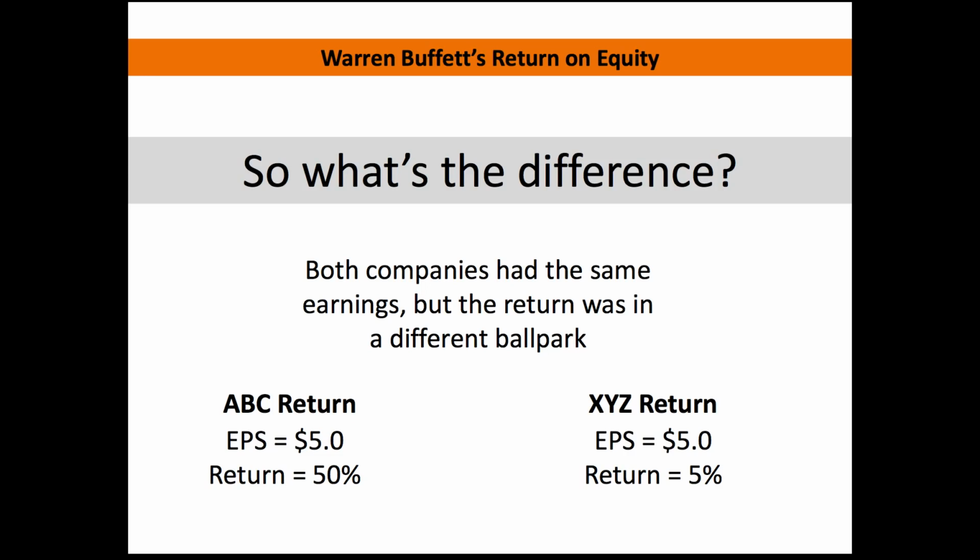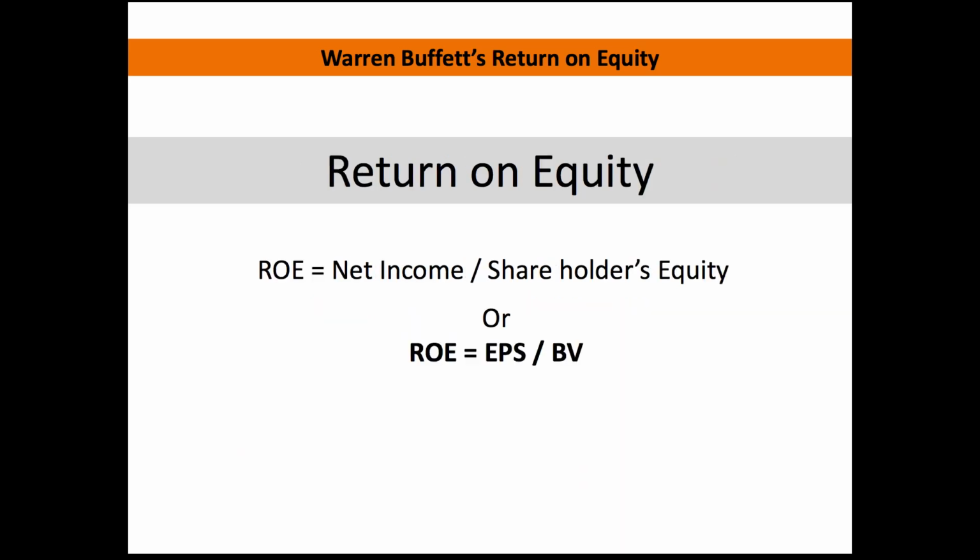But the difference was one company grew at 50%, and that market price is going to trend right with the book value. So that market price would probably have gone up 50% from where you would have bought it 1 year previous. But when you look at XYZ, same exact earnings, but they only had a 5% return, and it was all because the book value was so high, because they had a book value of $100 a share. So what we're talking about here is return on equity. The equity is the book value. It's book value per share.